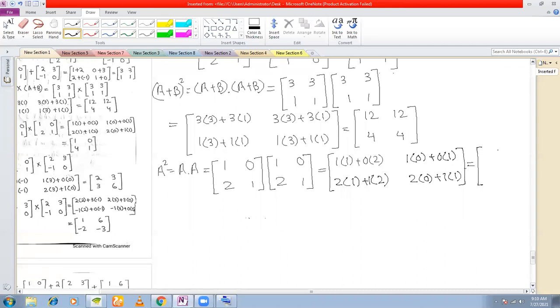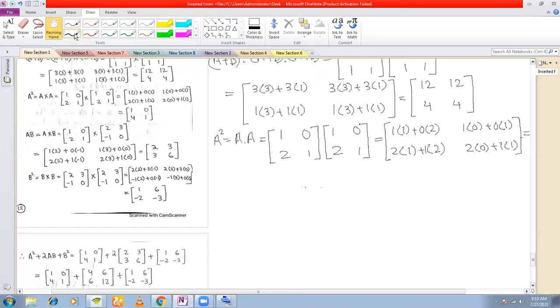So you are getting A square as 1, 0, 4, 1. Now we proceed to calculate AB.